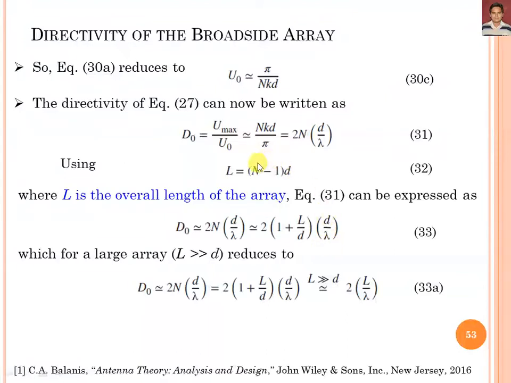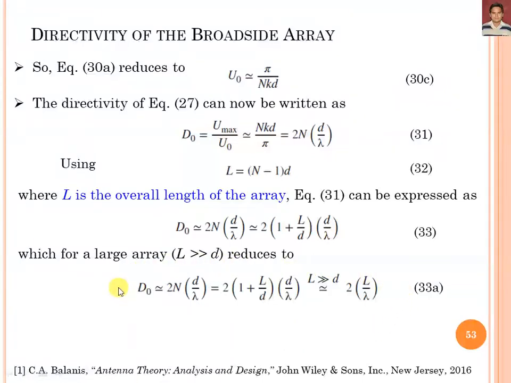We put the value of n from equation 32 and get this expression for the directivity. For large arrays, if L is greater than d, then this equation can be reduced to D naught nearly equal to 2nd by lambda, as we calculated here, equal to 2 times (1 plus L by d) times d by lambda. For L greater than d, this becomes twice L by lambda. So we can say the directivity of the broadside array can be calculated by using this expression, and it is very important in the case of the broadside array.